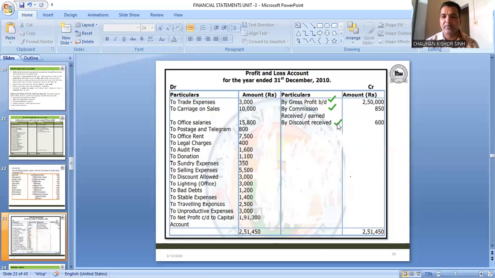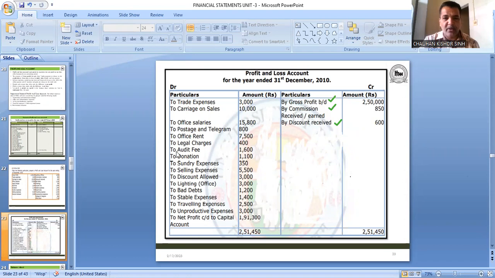They just record gross profit, commission received, discount received. Even they do not bother about writing "By". So it depends upon the custom of a nation. In our India, we record this "To" and "By". Many countries, many authors do not record this "To" and "By". So it is immaterial whether you write or not, but it is better because we are in India, and in all the Indian accountancy books, you will find "To" and "By" written.